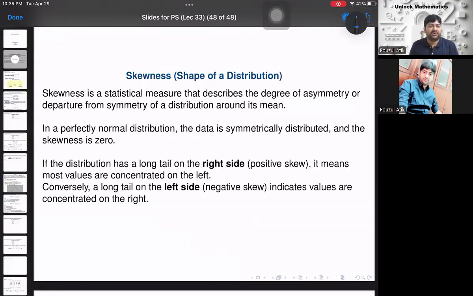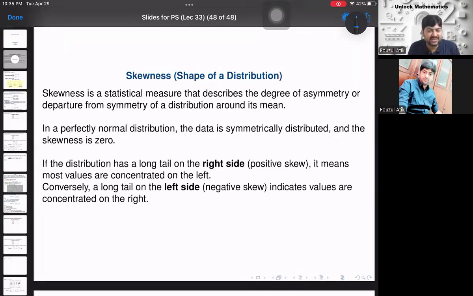So skewness is a statistical measure that describes the degree of asymmetry, or the departure from symmetry, of a distribution around its mean. In a perfectly normal distribution, the data is symmetrically distributed. Yes, we have seen it several times. So if it is a normal distribution, the data is very much symmetrical, right? It is a bell-shaped curve, and in this case the skewness is 0.